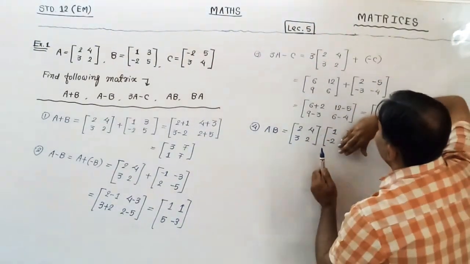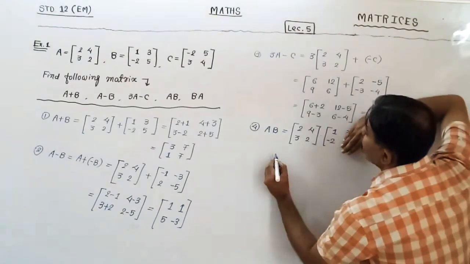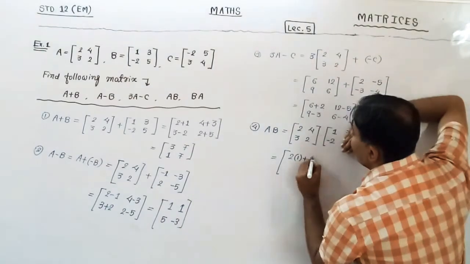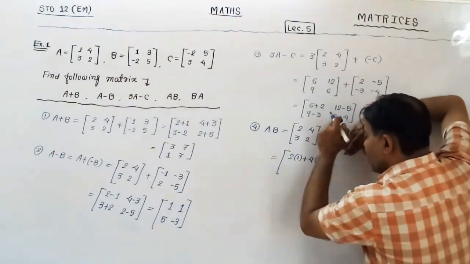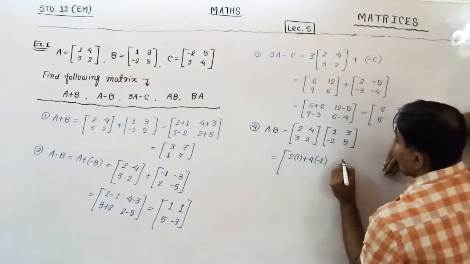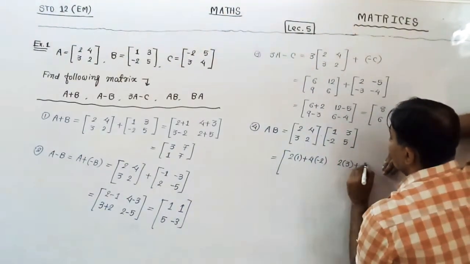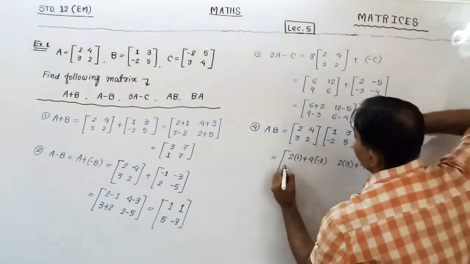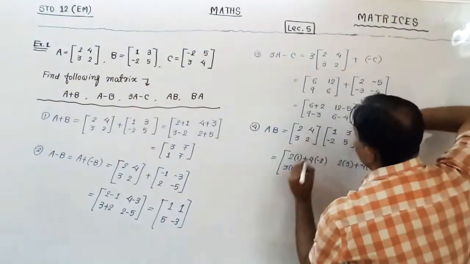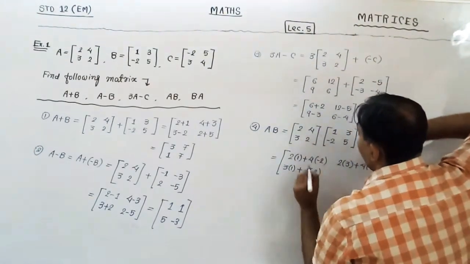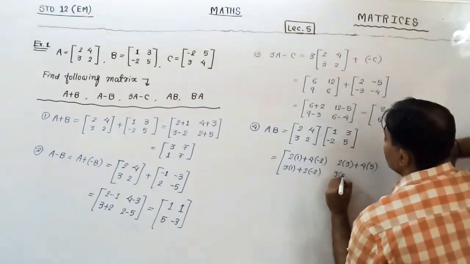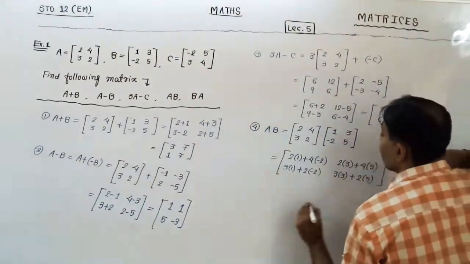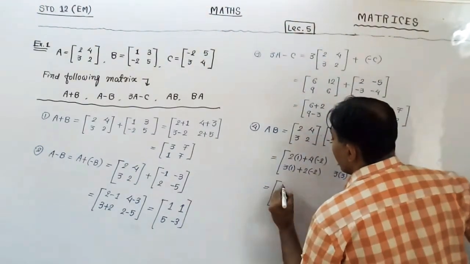Here we derive in this way. First row, first column. See here. Then 2 into 1 plus 4 into minus 2. First row, second column now. So 2 into 3 plus 4 into 5. Now second row, first column, 3 into 1 plus 2 into minus 2. And second row, second column, 3 into 3 plus 2 into 5. And so the process is now 2 minus 8.